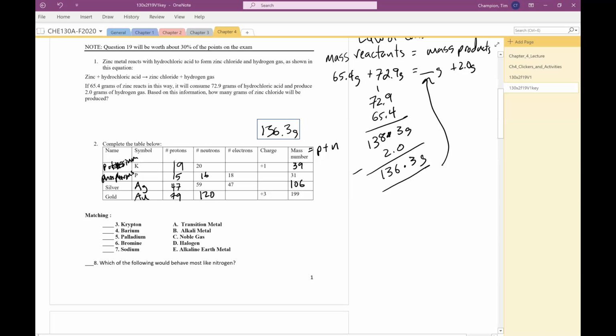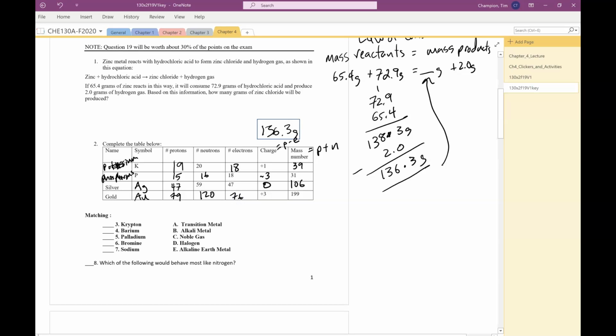And then the electrons and the protons determine the charge. The charge is the protons minus the electrons. So if I have 19 protons and a charge of +1, I must only have 18 electrons. If I've got 15 protons in phosphorus and 18 electrons, I'm going to have a charge of -3. If I have 47 protons in silver and 47 electrons, that is neutral. That's a charge of 0. And then gold, I have a charge of +3, which means I have 3 fewer electrons, 76 electrons.